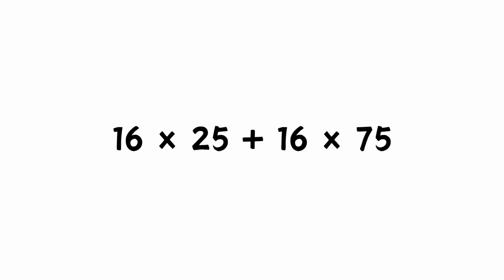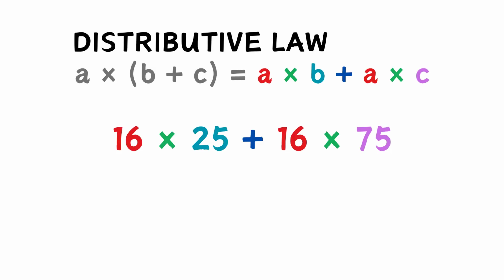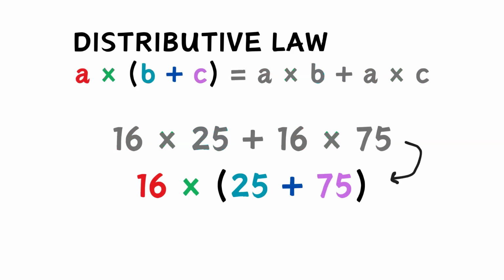Let's take the example of 16 times 25 plus 16 times 75. Now, these are large numbers, and instead of jumping straight into the calculations, we can apply the distributive law. Notice that this expression resembles the second part of the distributive law. That means we can rewrite it as 16 times 25 plus 75 in parentheses. These two expressions mean exactly the same thing, as we are told by the distributive property.